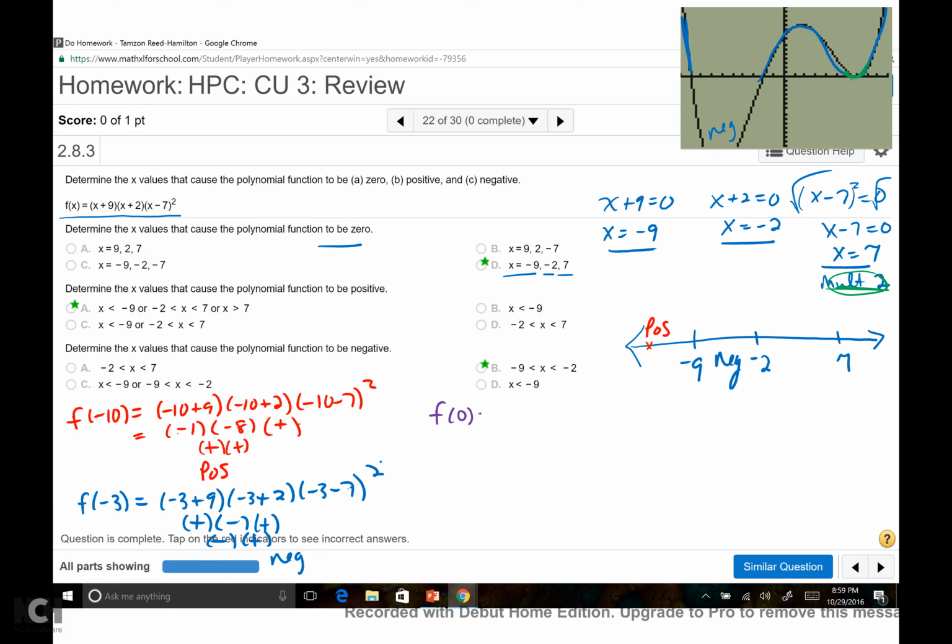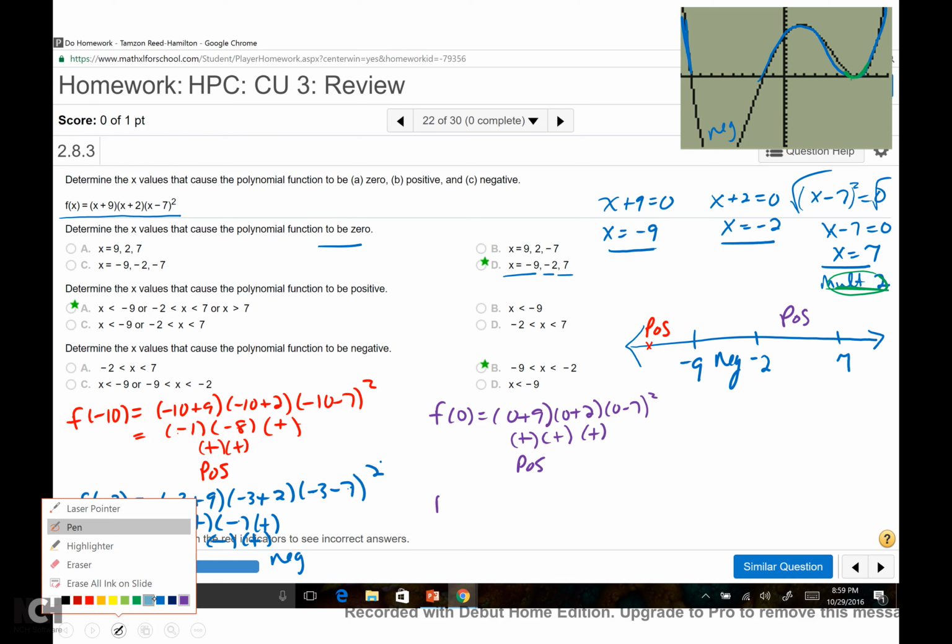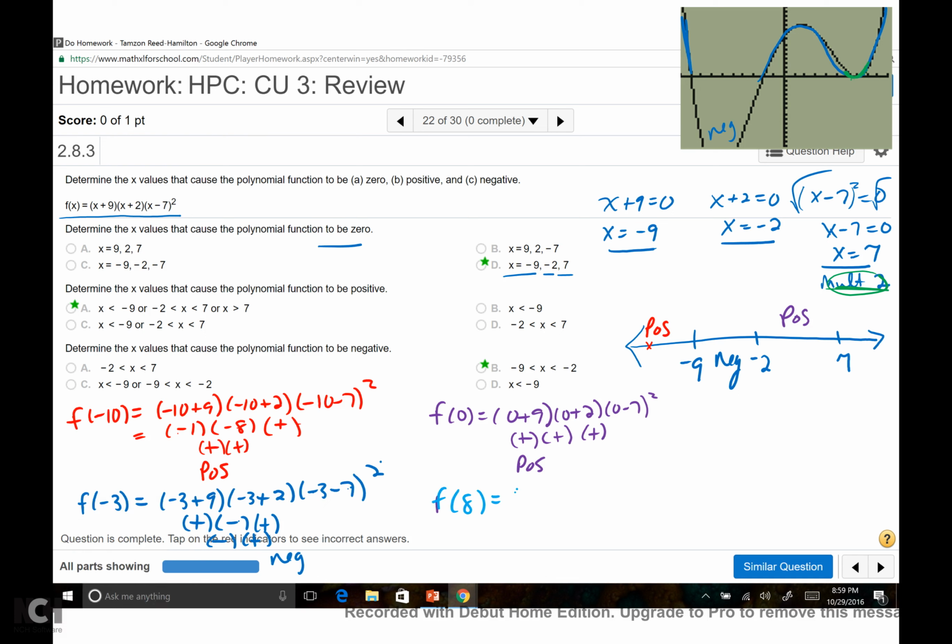If I find f of 0, I'm going to have 0 plus 9, 0 plus 2, 0 minus 7 squared. This is going to be positive. This is going to be positive. That's a negative, squared is a positive, so this section is going to be positive. And if I pick something after 7, like 8, and I find f of 8, I would have 8 plus 9, 8 plus 2, 8 minus 7 squared. This is a positive, positive, positive, which makes this section positive too. And again, because of that multiplicity, that's why you didn't have a sign change there.